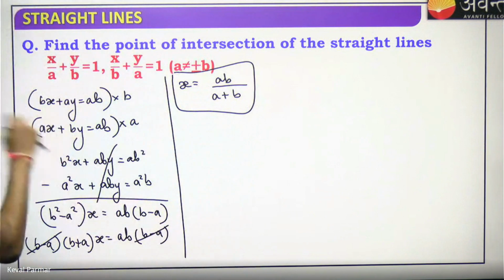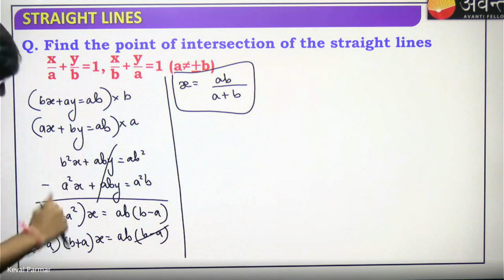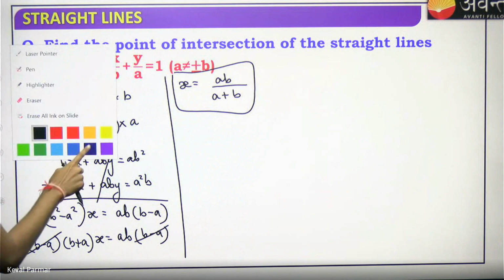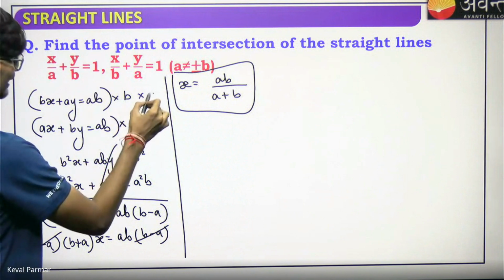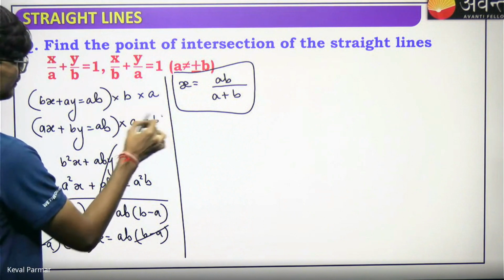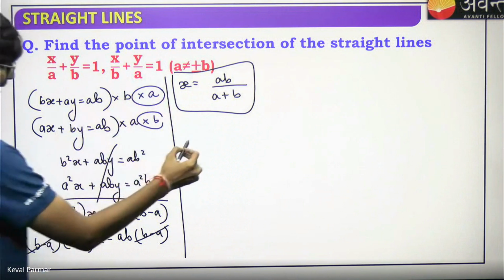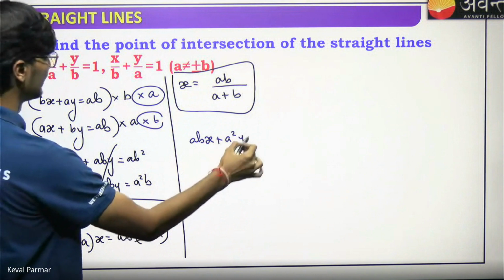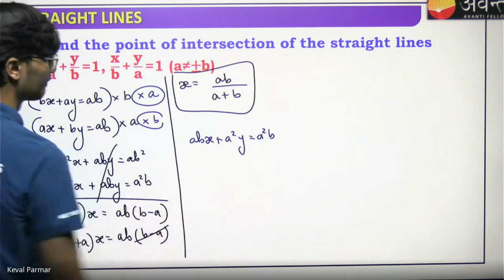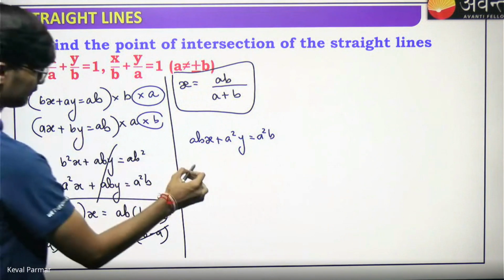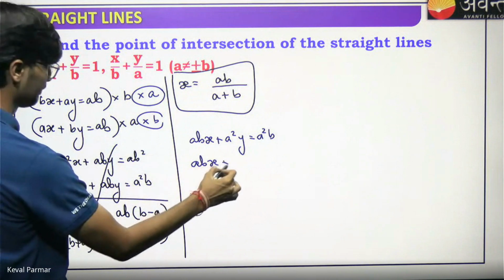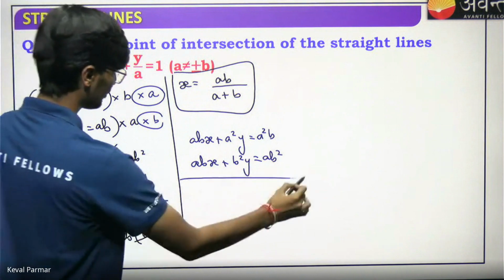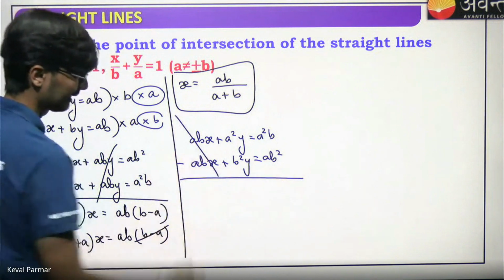Look at these equations. Now instead of multiplying with b, I'll multiply this with a, and I'll multiply the other with b. So here what I'll get is abx plus a square y equals a square b. If I multiply this with b, abx plus b square y equals ab square. Now it's time to subtract. If I subtract, the abx terms will get cancelled.